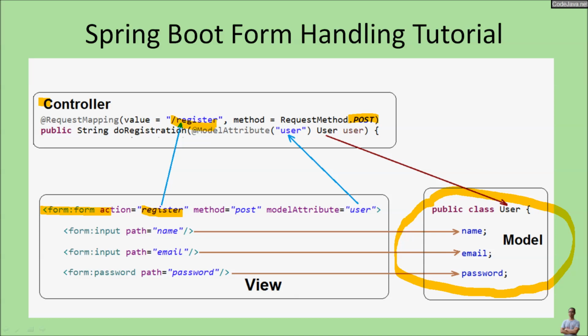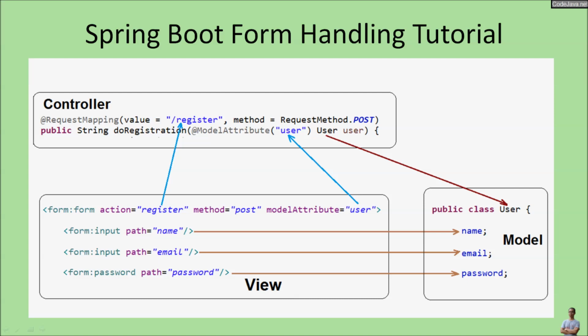method here. And in the form we use several Spring Form tags: form input, form password, form select, form checkbox, form radio button, and so on, to render HTML input fields. And as you can see, the path attribute of a form tag must match the name of a field in the model class. Here you can see name, email, and password.